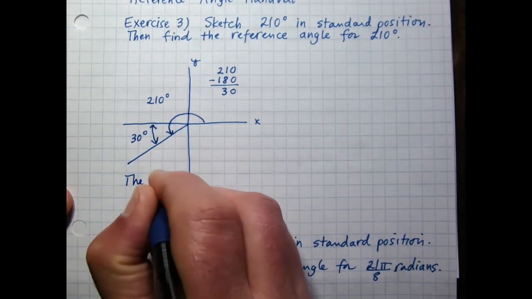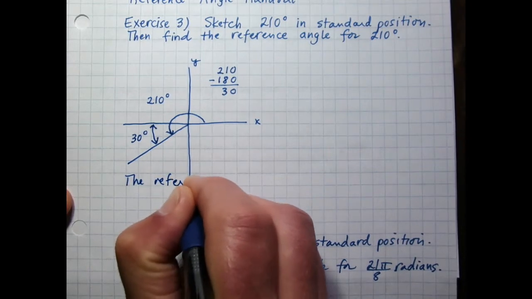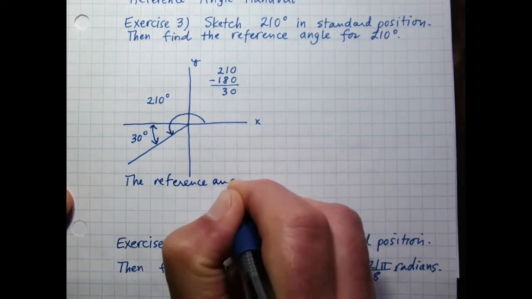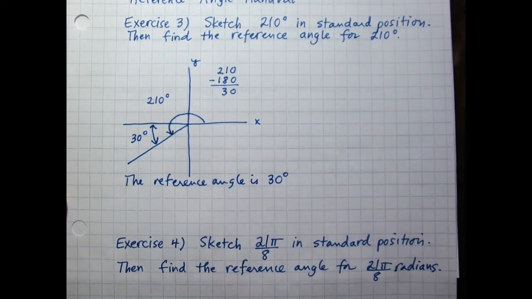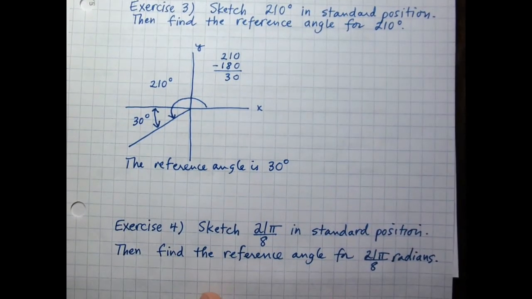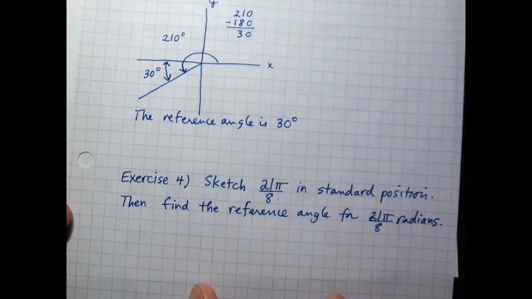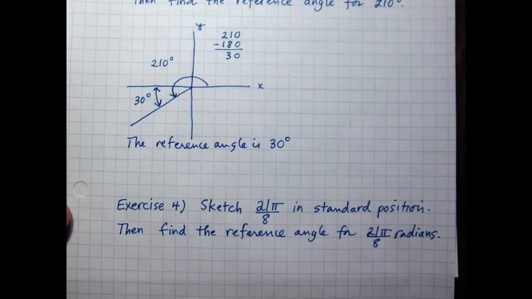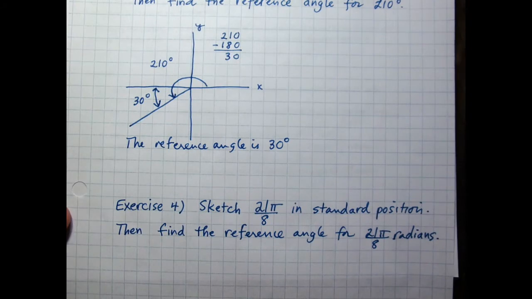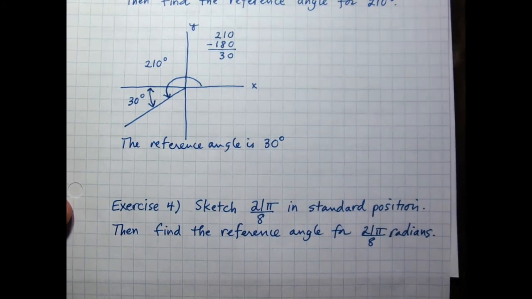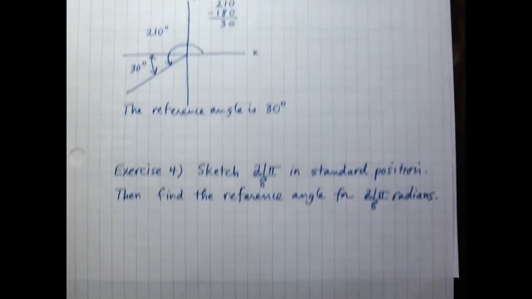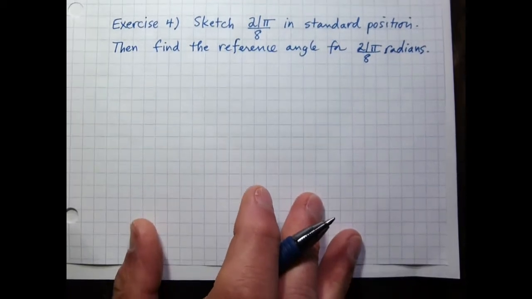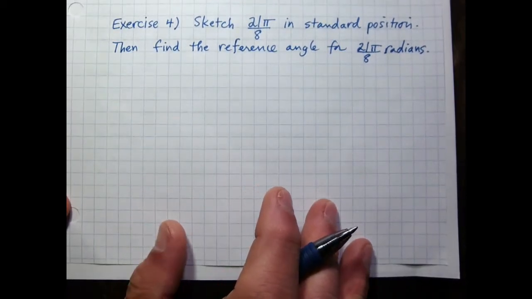So the reference angle is 30 degrees. And we're not using this yet. What we're going to end up doing is seeing that things we know about 30 degrees are going to tell us things about 210 degrees. So we're not going to have to memorize new information about 210 degrees. That's all we're doing there, just finding the reference angle. And in exercise 4, we're going to do one with radians.